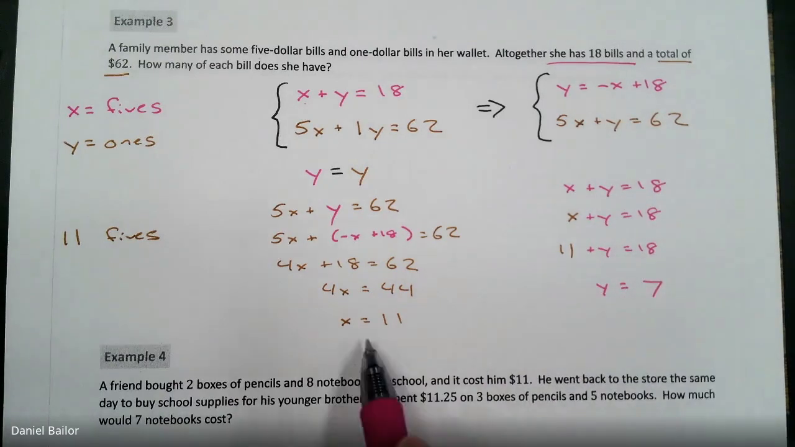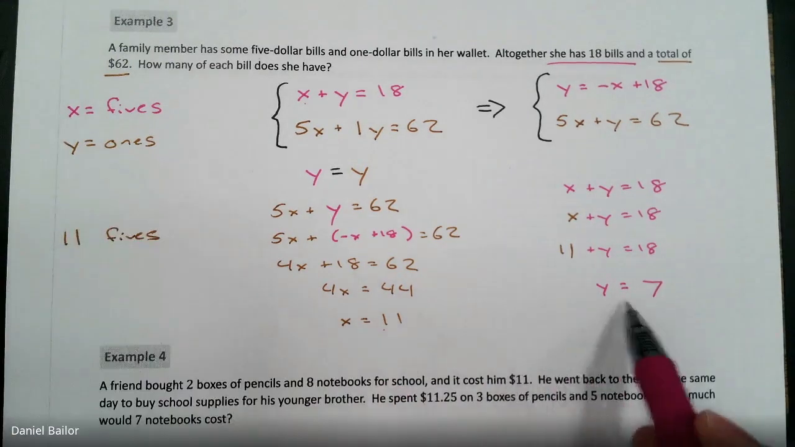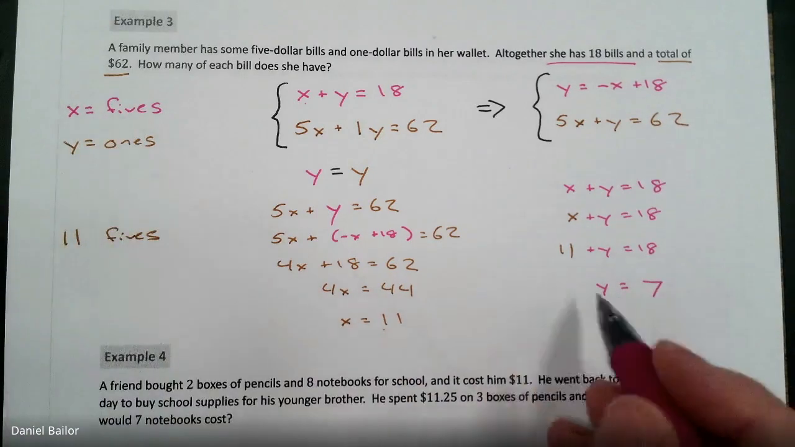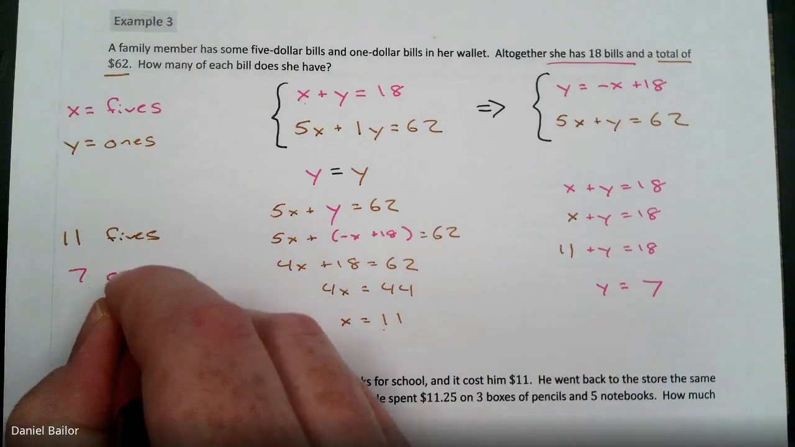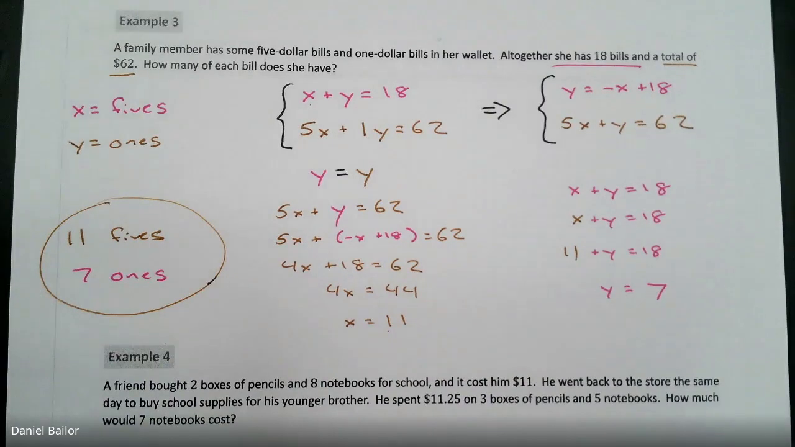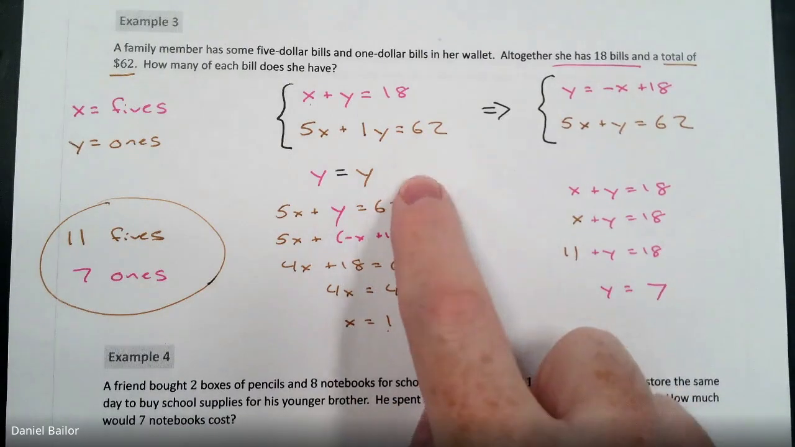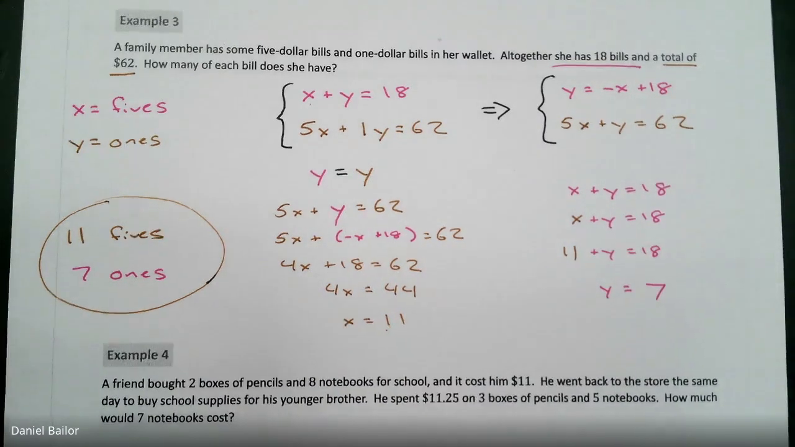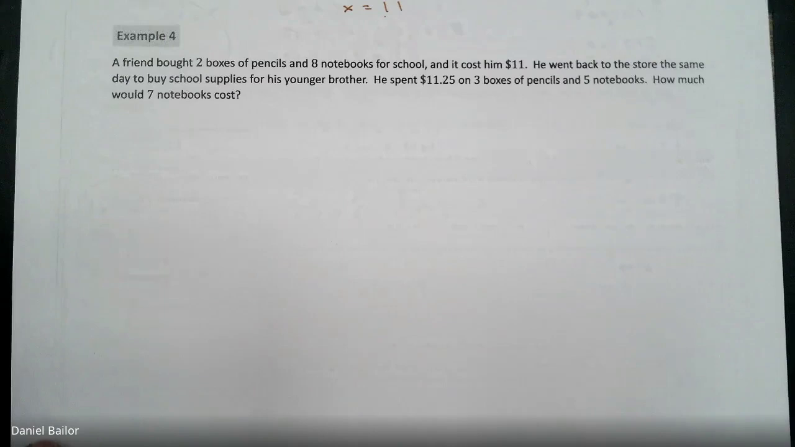So she has 11 x's, 7 y's, which means 11 x's is 11 fives. 7 y's is 7 ones. That's how we know what she has in her wallet. We made a system of equations, and we used the substitution method to solve the system. The hardest part of this might be writing the equations, but that takes practice, which is why we're here. Let's do example 4, our last example, before you get to try a little bit yourself.